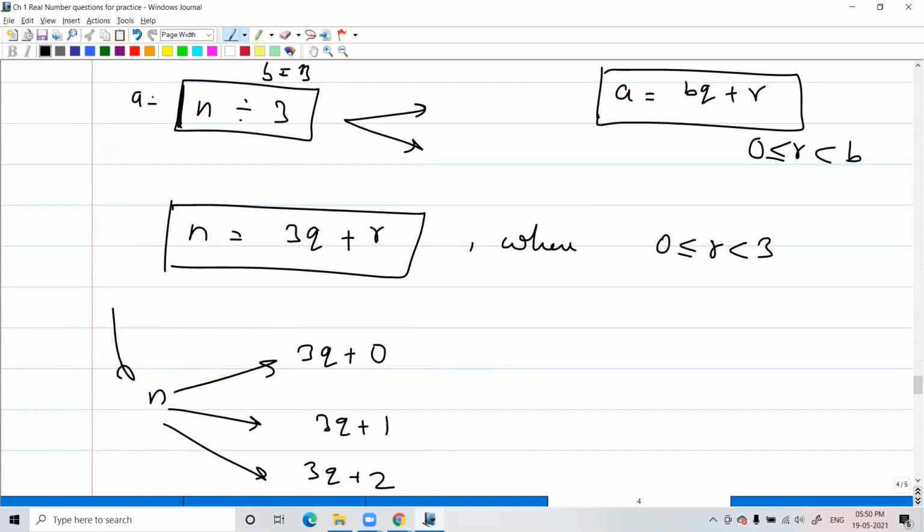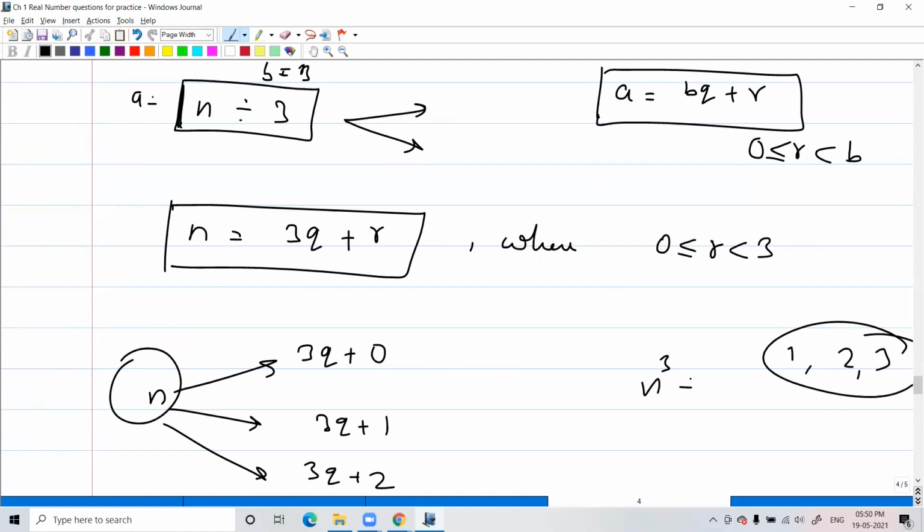So actually we are not proving that n is divisible by 3. We are proving that n cube minus n is divisible by 3, not n directly. n will of course not always be divisible by 3. n could be any positive integer. It could be 1, 2, or 3. But no matter what number you take, n cube minus n will always be divisible by 3.